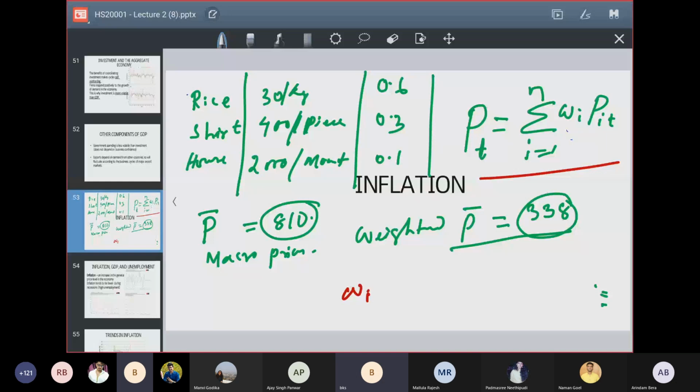So that gives you the general price level. Now note that if your weighted price is 338, there is nothing in particular which you could buy at that price level of 338 rupees. Therefore, the general price level is merely a concept, and we may not be able to buy anything using that general price level, because it may not be equal to the price of any individual commodity, as in this example.